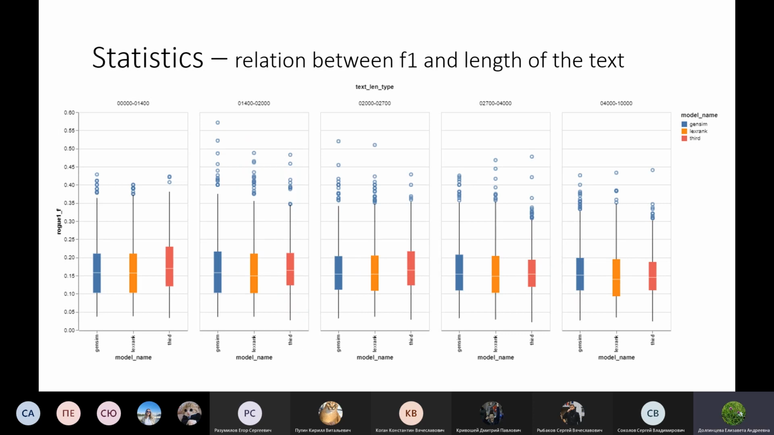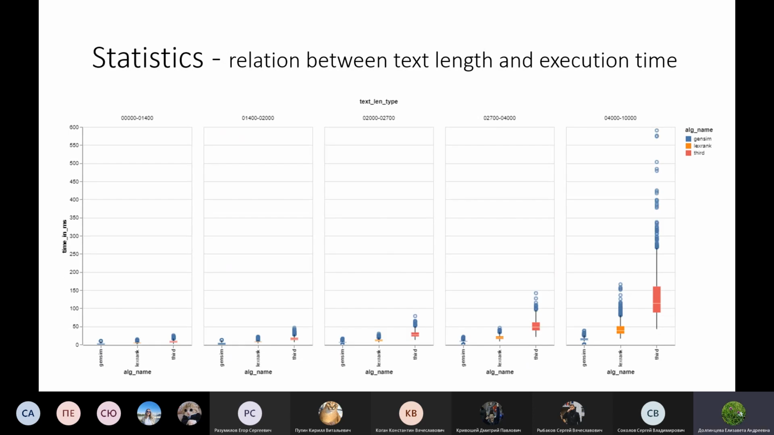If we look here, where the dependence of the F1 matrix of each algorithm on the length of the text is displayed, we will see that the algorithms work in approximately the same way. But on this box plot, we can see that all algorithms work faster on short texts, but the longer the text, the worse the third unknown and the LexRank work.